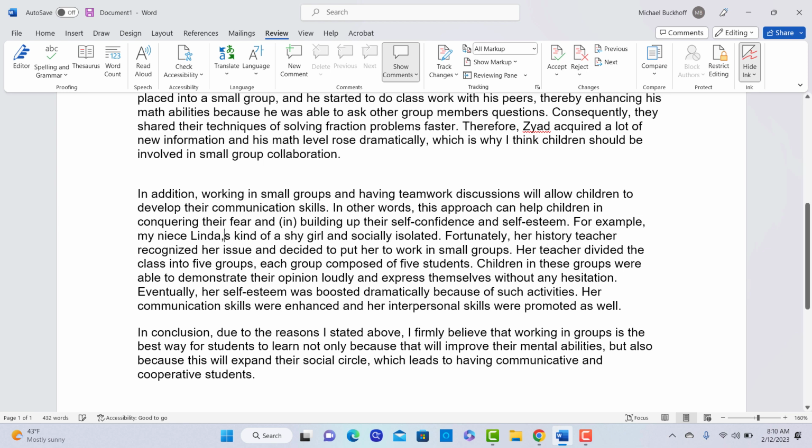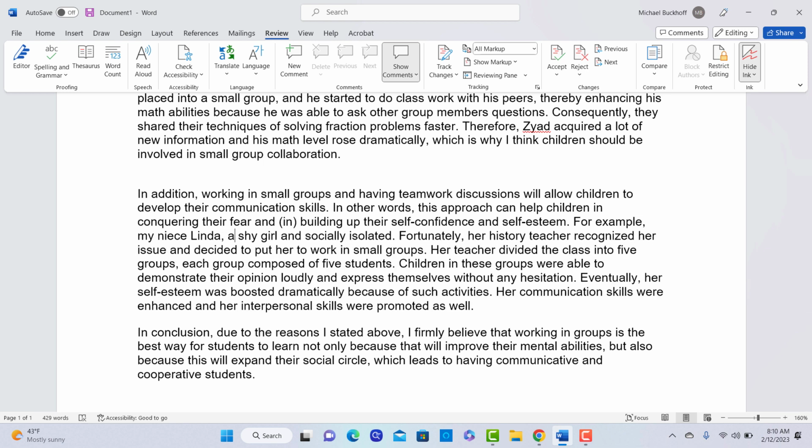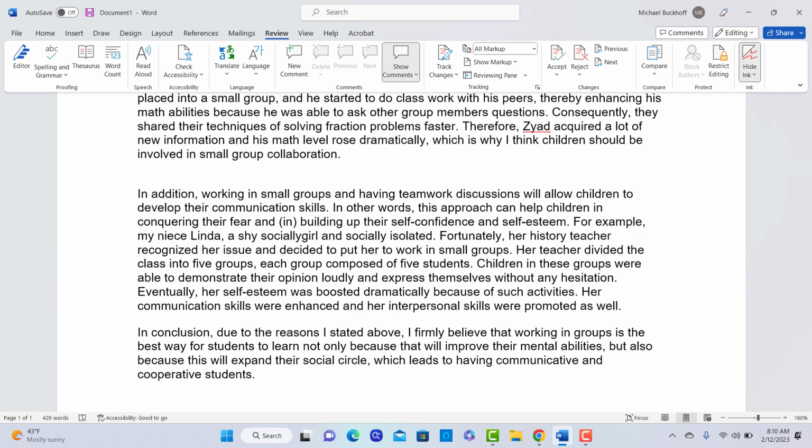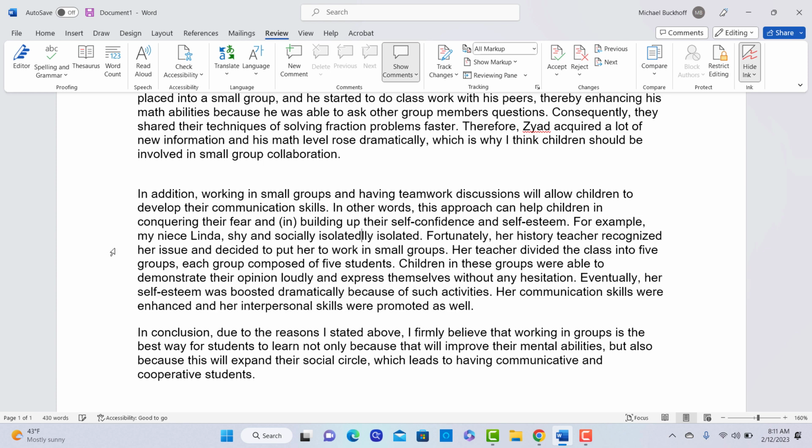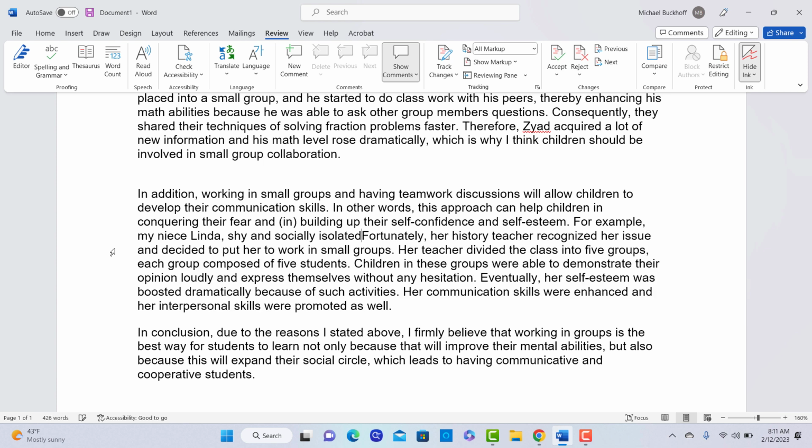I'm going to put a comma here. A shy, socially isolated... I'm going to put shy and socially isolated. I'm making things more concise. Linda, shy and socially, my niece, for example, my niece Linda, shy and socially isolated.